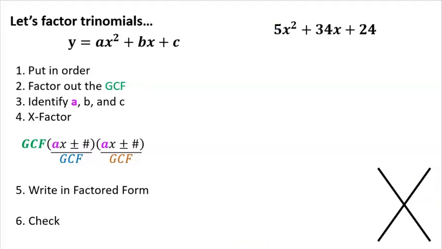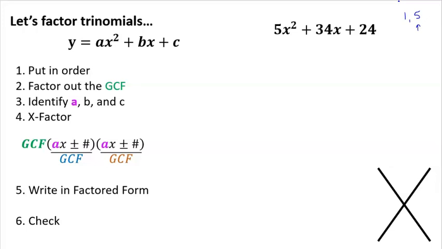And so we're still going to make sure that it's in standard form. This one already is, and then we're going to look for a GCF. So is there a number that goes into 5, 34, and 24? If you're not sure, write your factors of your smallest number and then start with the largest one and see if it goes into both of the other numbers. And 5 doesn't. And so we would just keep going from there.